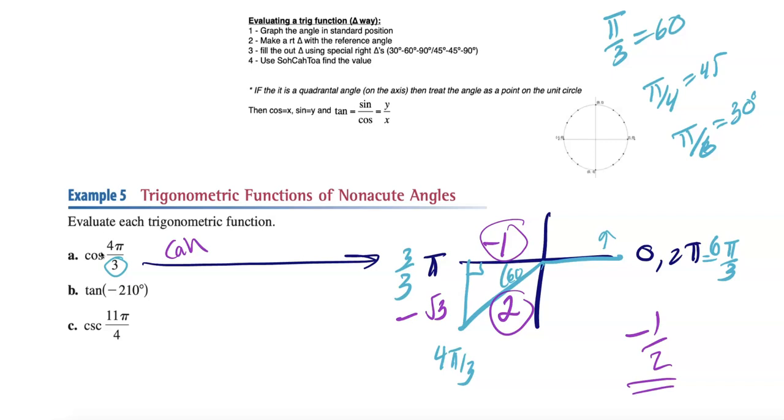If you don't like doing that for the negative sign, you can always just do All Students Take Calculus. We're in quadrant 3. Only tan is positive. The only way you could get a positive here is if you're doing tan or cotan. So everything else should be negative. So that also works.